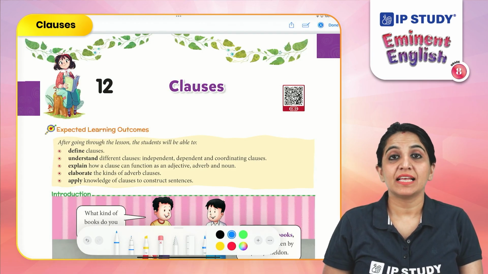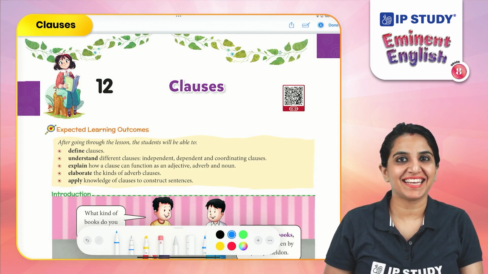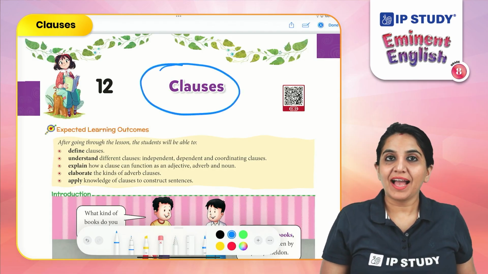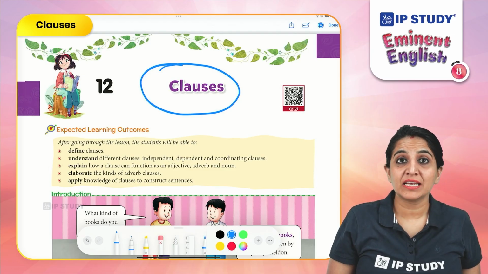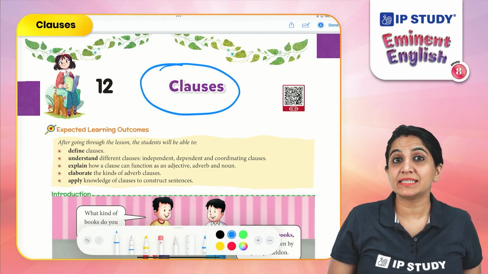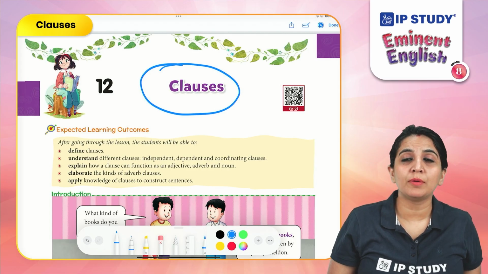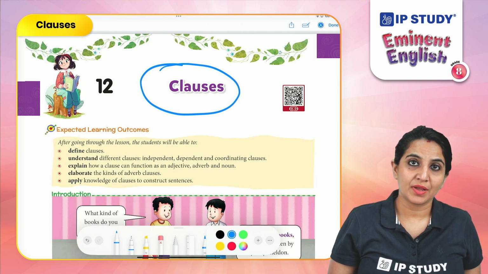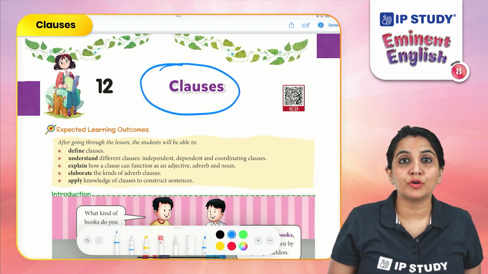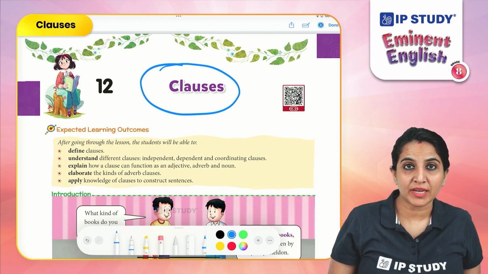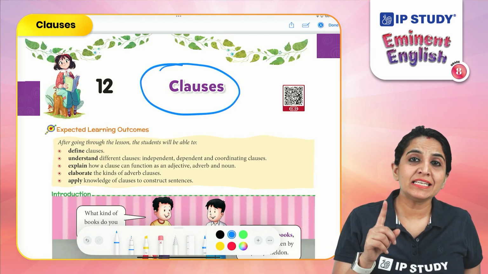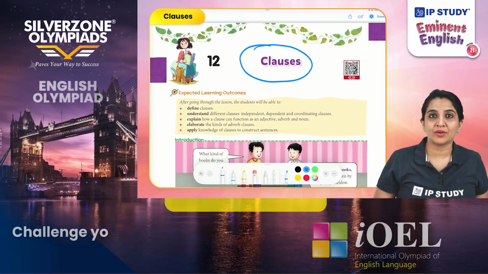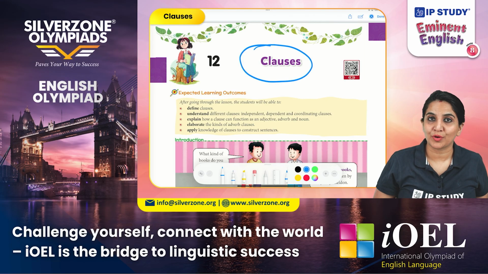Today we will discuss the 12th chapter of Grade 8 English Grammar and we will explore the topic clauses. Have you ever thought how a building is made of bricks? Similarly, sentences are made of many small parts and one of the most important parts is called a clause. What is a clause? A clause is a group of words that has a subject, a predicate, and at least one verb. In this lesson, we will learn what a clause is and what the different kinds of clauses are.